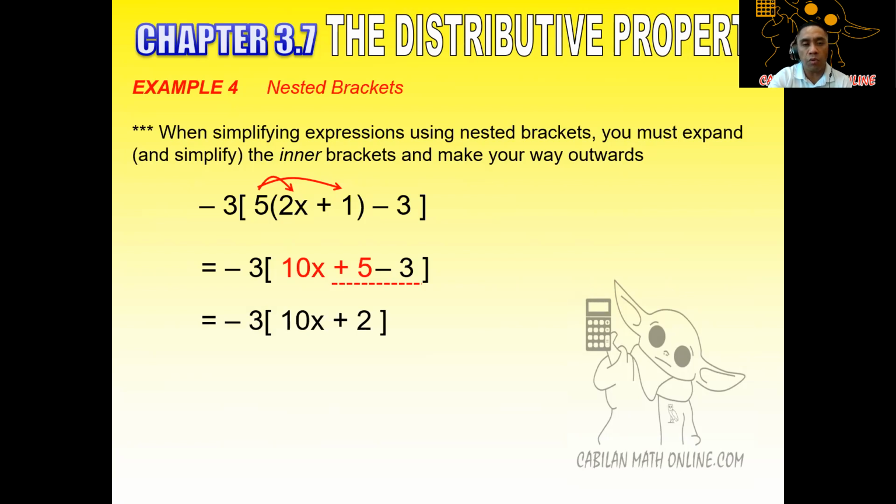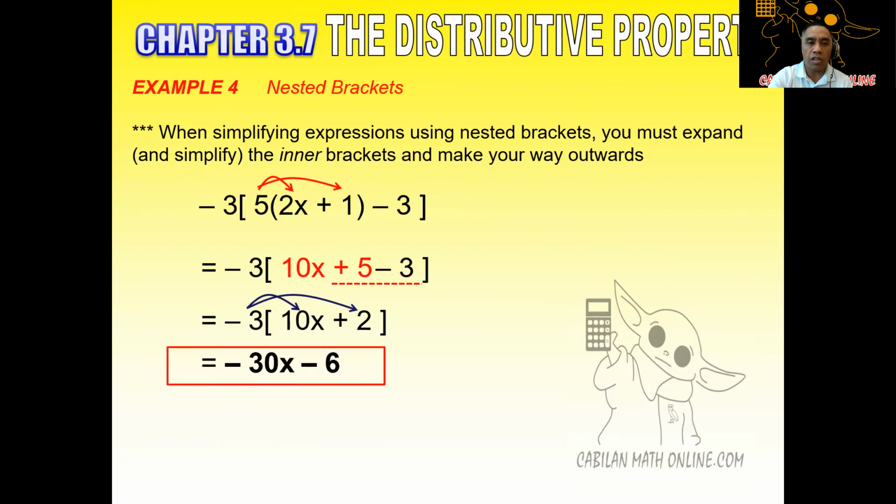So the final step of this one, you're now going to multiply the -3 to the 10x and the -3 to the +2. And that'll give us a result of -30x minus 6. So you can see that when you have brackets inside the brackets, always start off with the ones on the inside and work your way up.